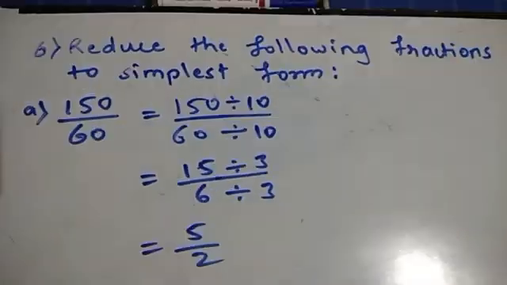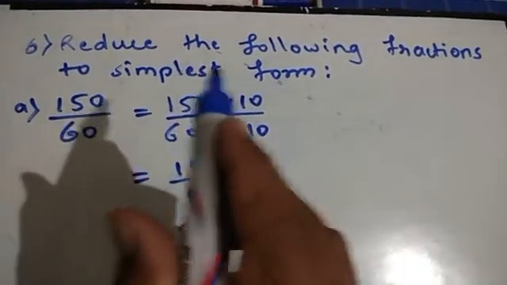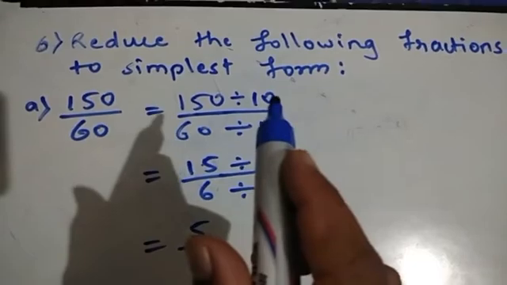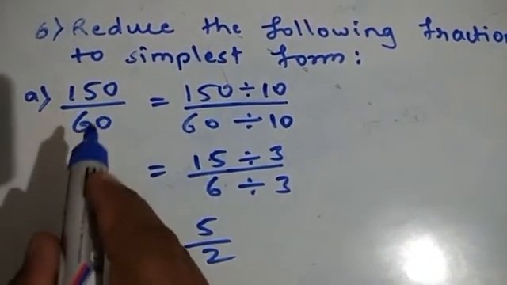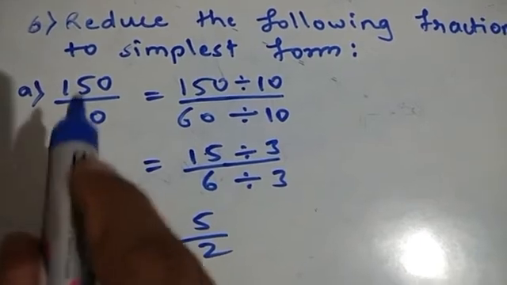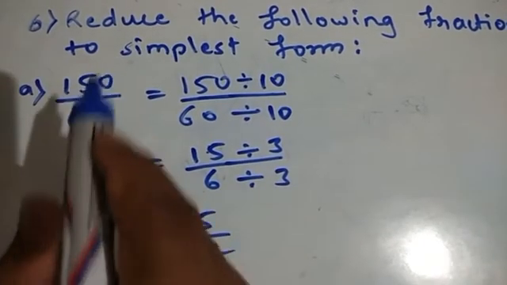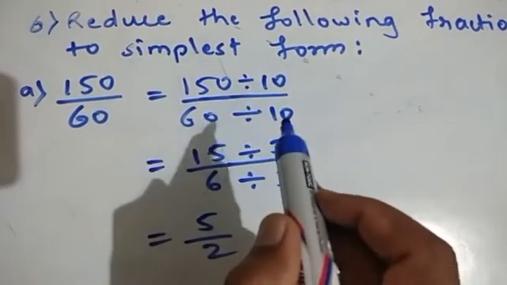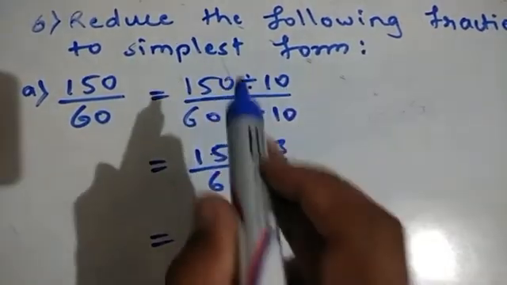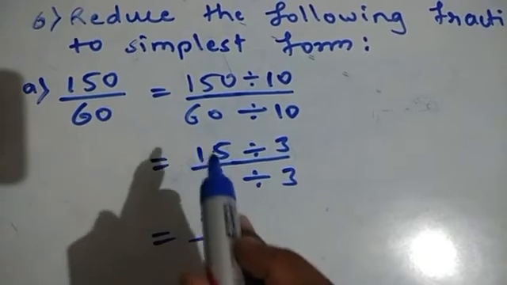See one more question. Reduce the following fractions to simplest form. Now we are going to find out the lowest form of some examples. Now first example, 150 upon 60. To get its lowest form, I can divide both numbers by 10. Therefore 150 divided by 10 and 60 divided by 10. So after dividing 150 upon 60 by 10, I will get 15 upon 6.